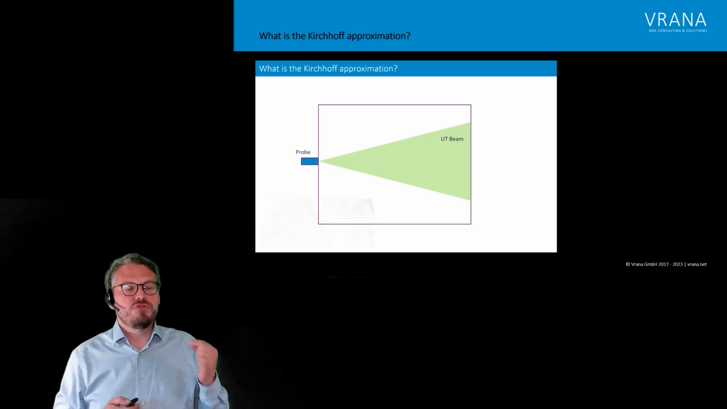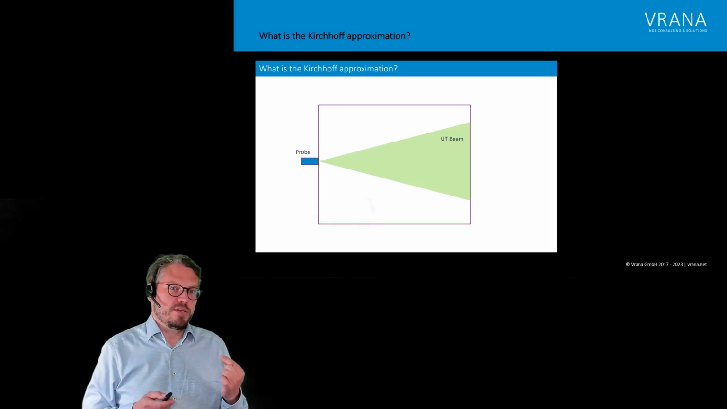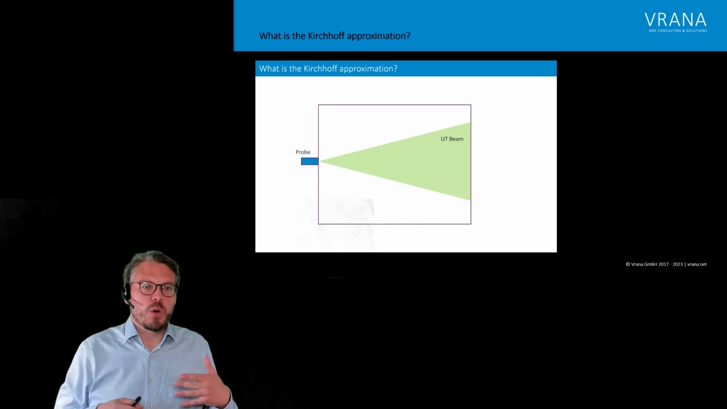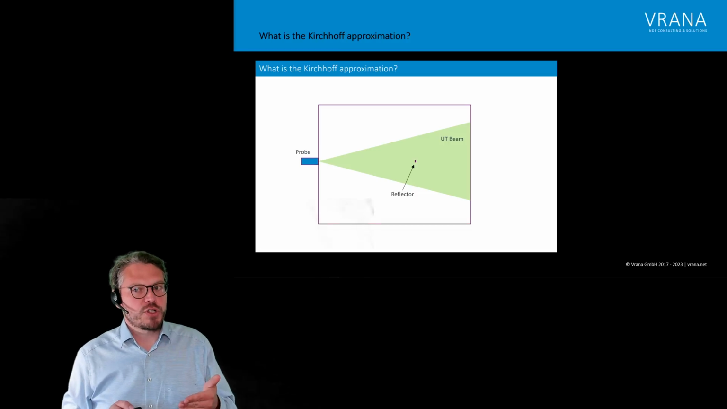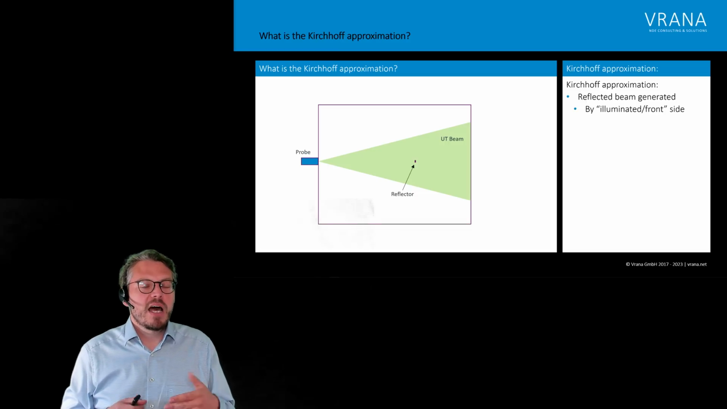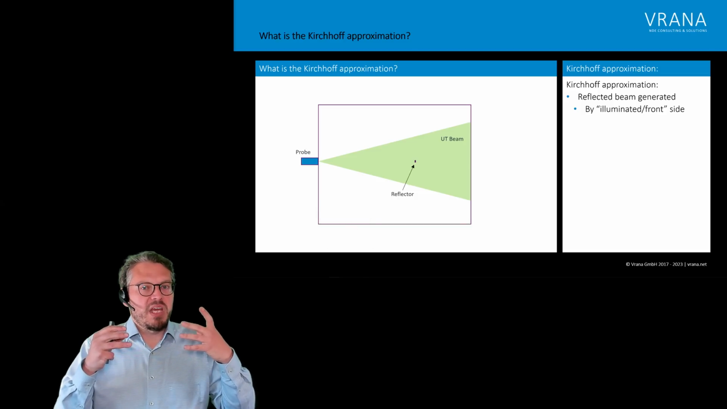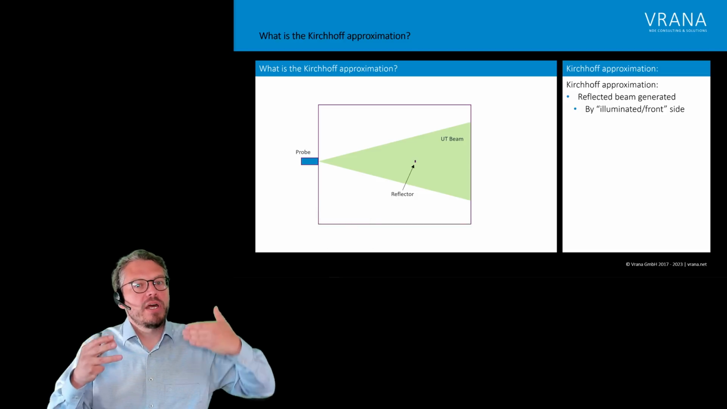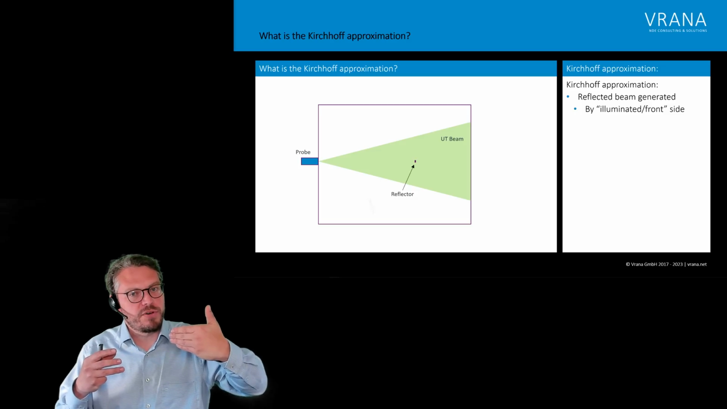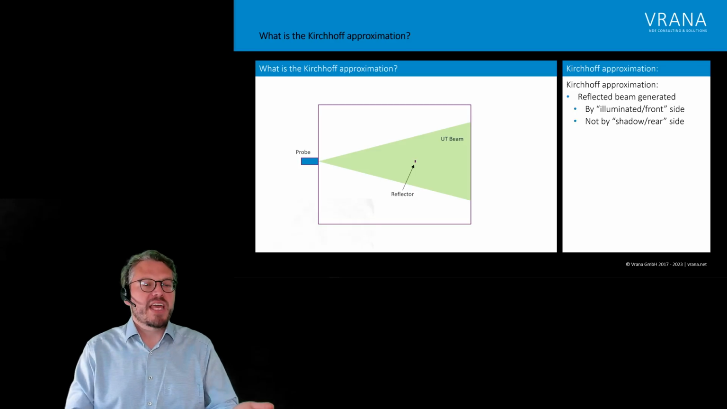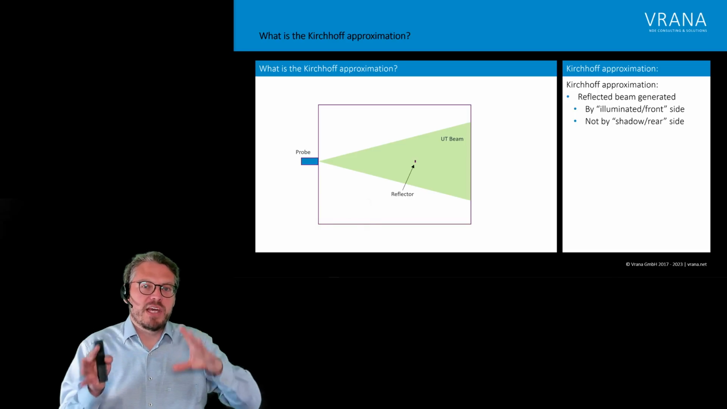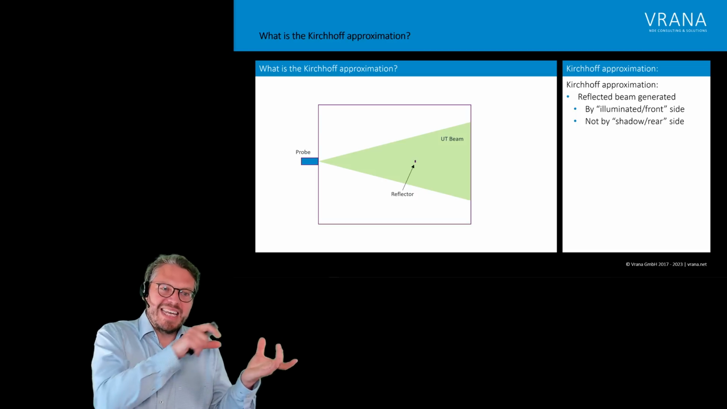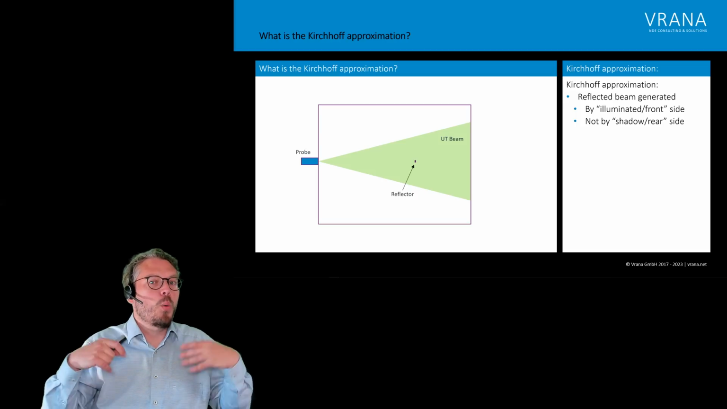The reason for that is really the so-called Kirchhoff approximation. Now, what's the Kirchhoff approximation? We have our UT beam. Within that UT beam, we have our reflector. And then Kirchhoff tells us we only take into account the illuminated or the front side of the reflector, and we forget about the rear or the shadow side of the reflector. So as long as the Kirchhoff approximation is true, it doesn't matter whether we have a bore or we don't have a bore.